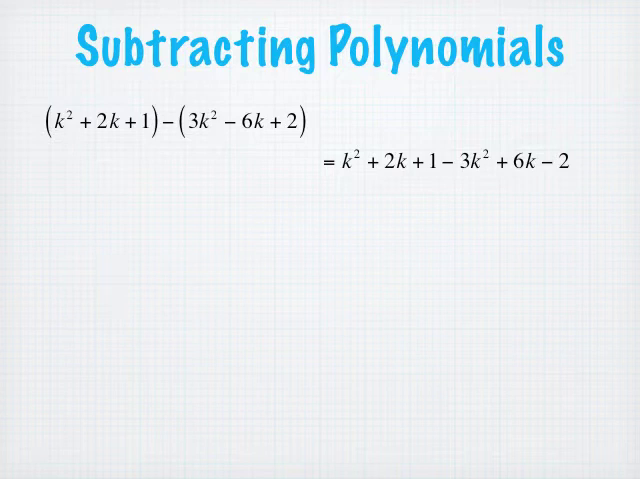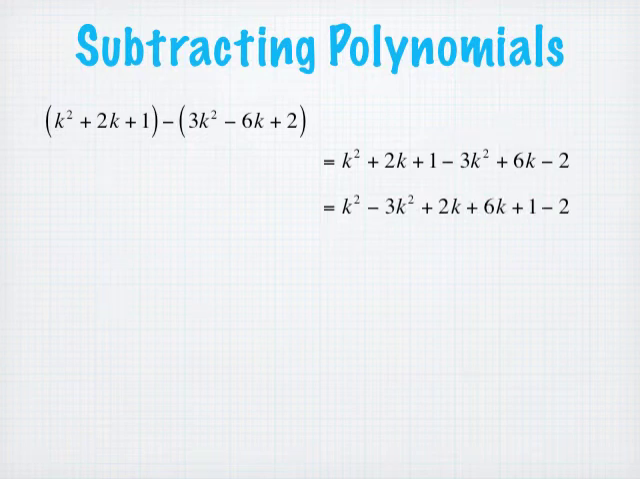Now what terms do I have that are like terms? Okay, my k squared and negative 3k squared, those are like terms. My 2k and my 6k are like terms. And my 1 and negative 2 are like terms. So if I rewrote it just to get like terms together, you don't need to, but if it's helpful, then do it.